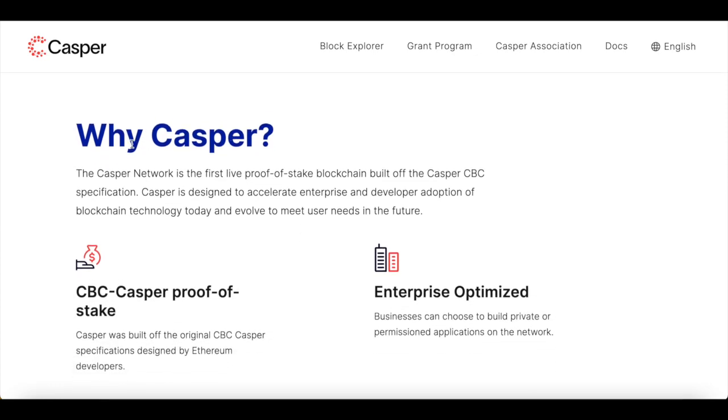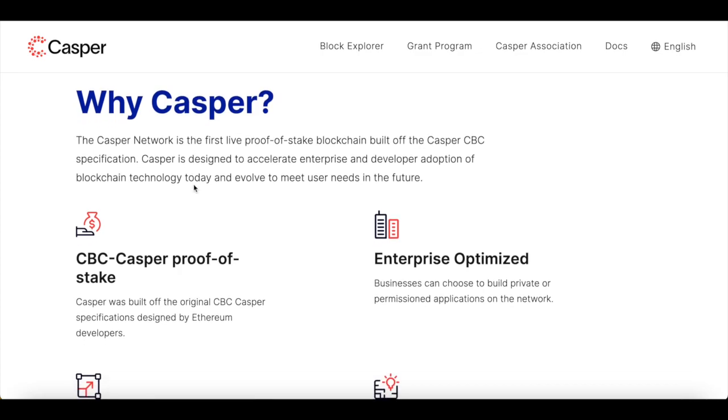So here's the first thing. Why Casper? The Casper network is the first live proof-of-stake blockchain built off the Casper CBC specification. Casper is designed to accelerate enterprise and developer adoption of blockchain technology today, guys. And they also plan to evolve to meet user needs in the future. This is key: what users need today and what they'll need in the future is so important because you can tell that they're forward thinking.